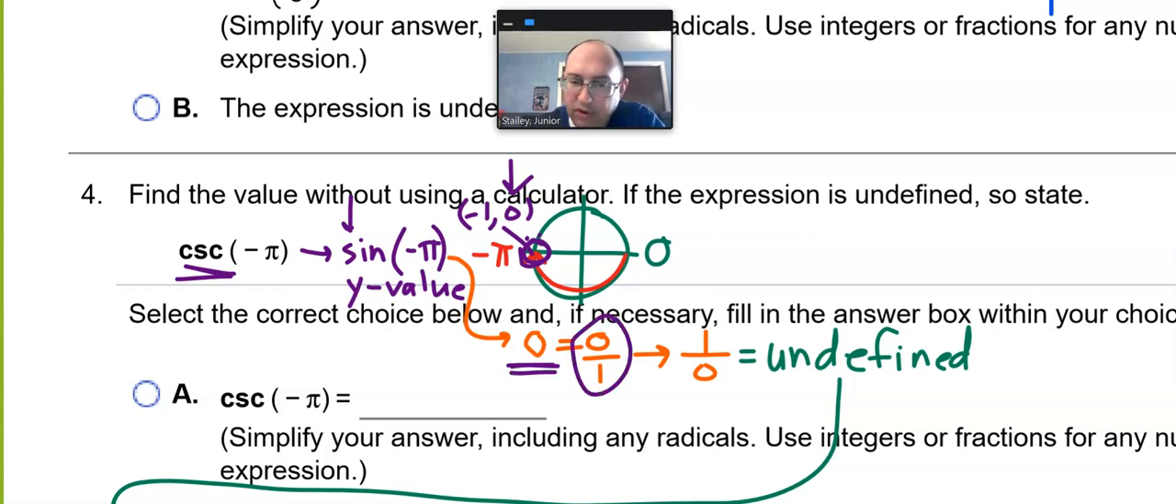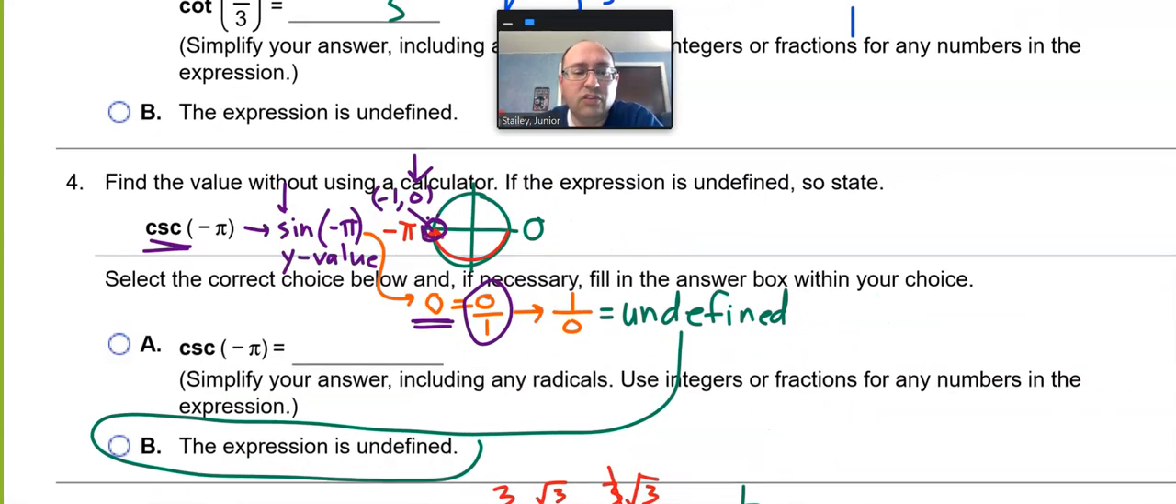All right, so I wrote that down here, 0. And of course, anything can be divided by 1. 0 divided by 1. But we don't want 0, we want the reciprocal, which is 1 over 0. And you're sitting there going, wait a second, I thought you couldn't divide by 0. That's right, you can't. That's an undefined value, which is why the answer is letter B. The expression is undefined, because it doesn't exist. Anything where you have a 0 in the denominator is a problem because you can't divide by 0.